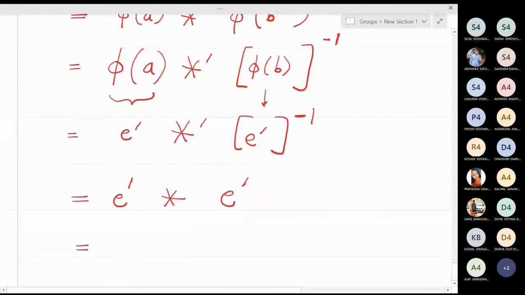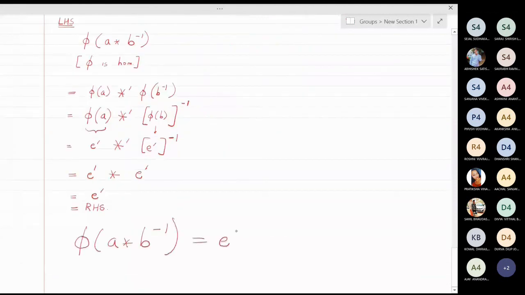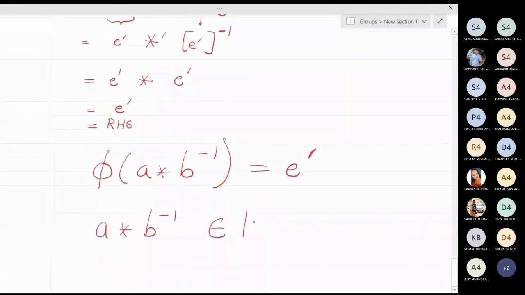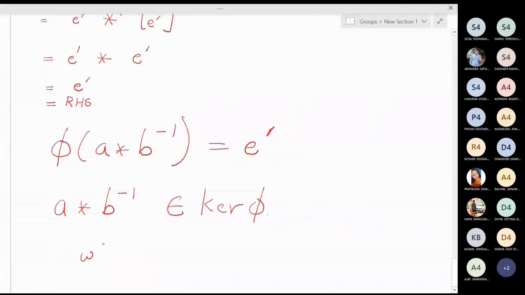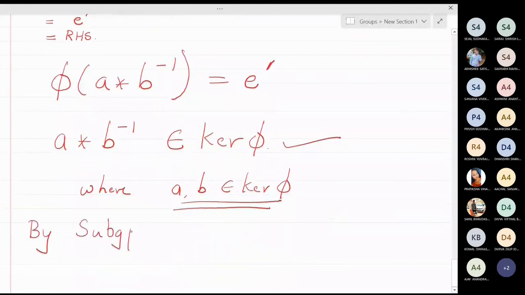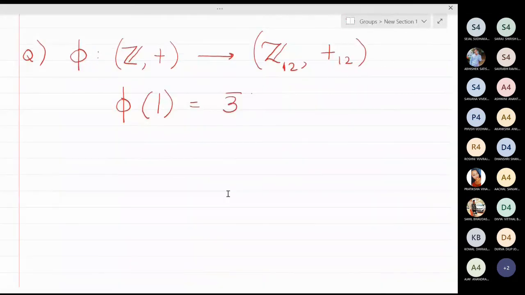So what we have proved from the above part is that phi of A star B inverse is equal to E dash. And the meaning of this is that A star B inverse must belong to the set kernel of phi, where A and B both were in kernel. So now if A and B are in kernel, we have proved that A star B inverse is in kernel. This means that by the subgroup criteria, I can now say that kernel of phi is a subgroup of G. Okay. So now we will solve this problem.